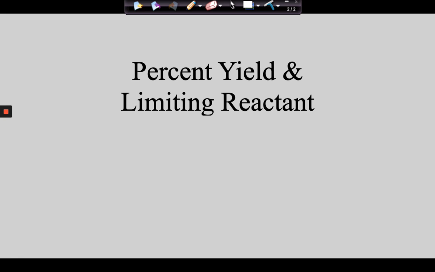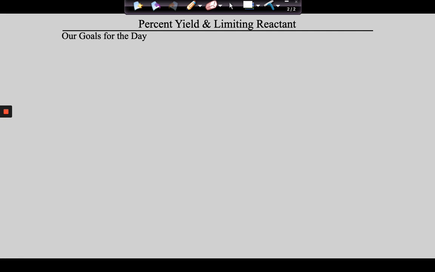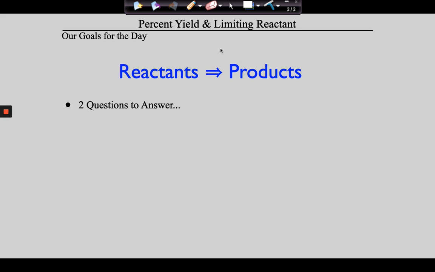So guys, percent yield first. Don't write down this first page of slides, but let's put this in context. So here's where we are. So guys, what we've been saying for this entire unit is that when we look at balanced equations, we've got reactants that are turning into products. Well, today what we're going to do is we're going to talk about the answer to two questions.